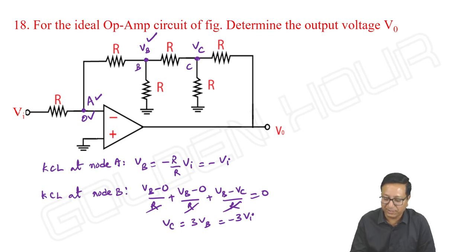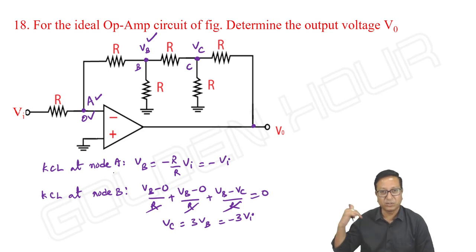Okay, next I'm taking this node equation. Here VB is equal to minus VI, we are well aware, and VC is equal to minus 3 VI. Done. So by taking this node, these two voltages, we can find the voltage at this point. So let me apply KCL at node C. Two voltages are known and the third node voltage can be easily found.